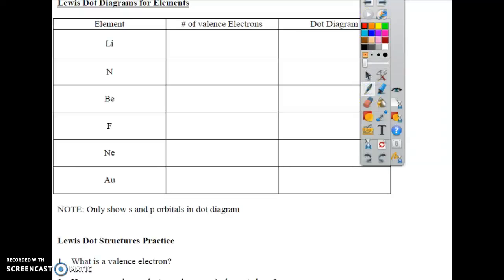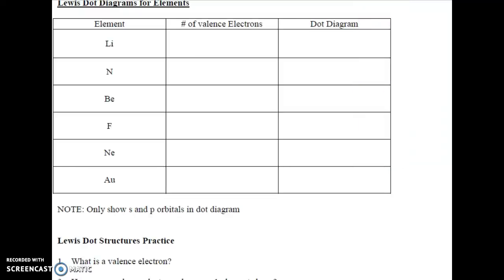Okay, we are on page 11 in the chemical bonding packet, and we are going to cover Lewis dot diagrams today. Lewis dot diagrams are a visual representation of the valence electrons in any element. So remember, valence electrons are electrons in the outermost energy level, so the ones farthest away from the nucleus, and they are the ones that take part in bonding. So page 11 in the packet, and make sure you have your periodic table out at the same time.